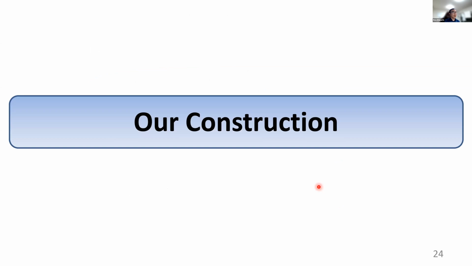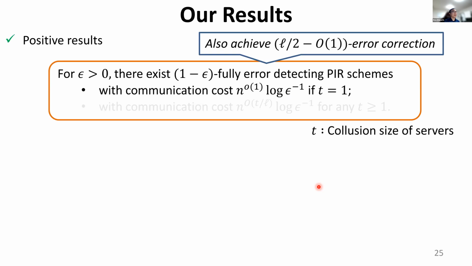From now on, we explain our construction of fully error detecting PIR schemes. We have shown that perfect error detection is impossible, so we explain statistical fully error detecting PIR schemes. First, we deal with a situation where servers are non-colluding, and we show our PIR schemes with subpolynomial communication cost.